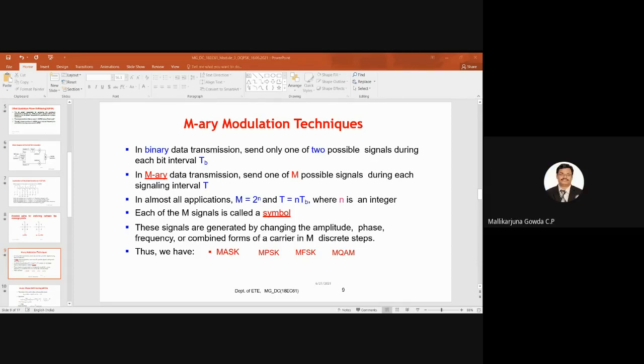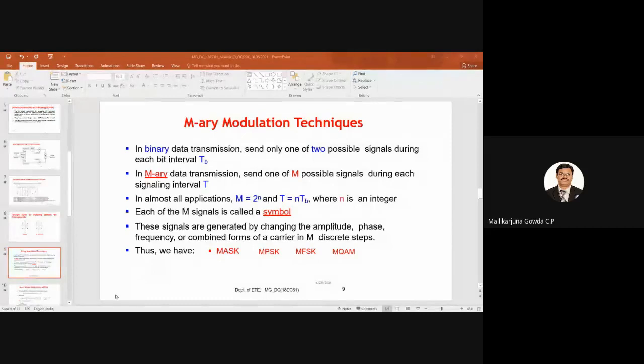Very good, man. Very good. Super. Fine. Then we'll go to the next topic that is M-ary modulation techniques. Okay.